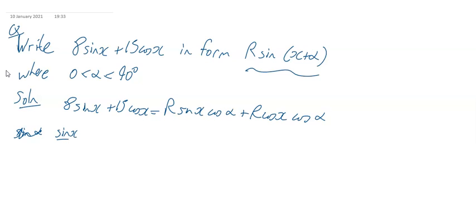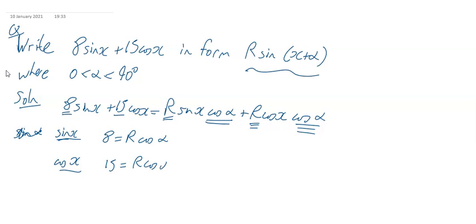x. So on the left hand side you can see you've got 8 sin x's. So 8. On the right hand side you've got r cos alpha multiplying your sin x. So 8 is equal to r cos alpha. Also, we're going to equate the coefficient of cos x. So your cos x's, you've got 15 of them on the left hand side. On the right hand side, cos x is being multiplied by r and also sin alpha.